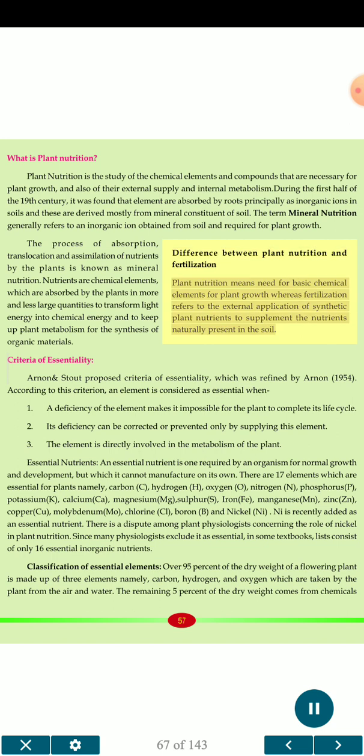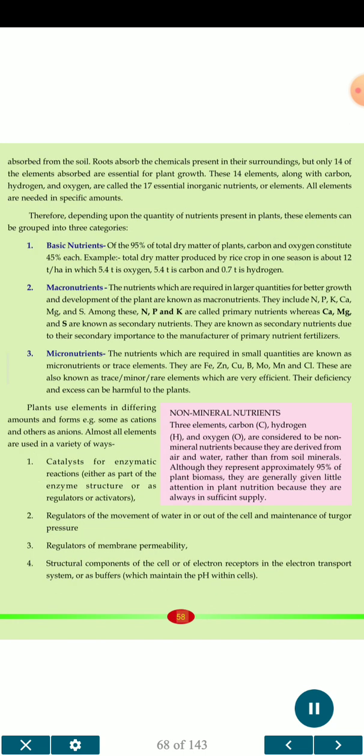Plant nutrition means the need for basic chemical elements for plant growth, whereas fertilization refers to the external application of synthetic plant nutrients to supplement the nutrients naturally present in the soil. Absorbed from the soil: roots absorb the chemicals present in their surroundings, but only 14 of the elements absorbed are essential for plant growth.